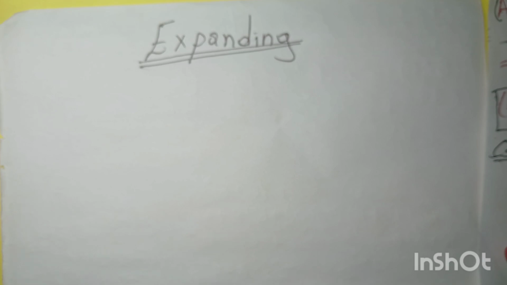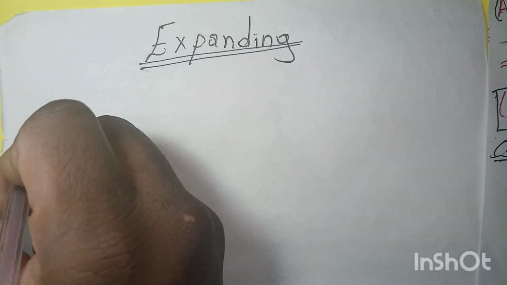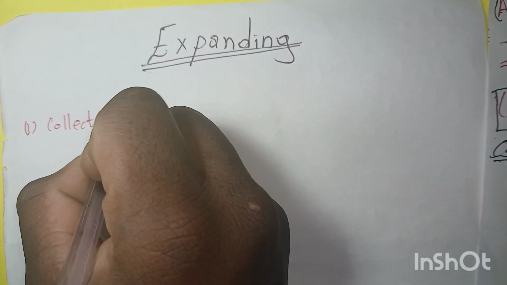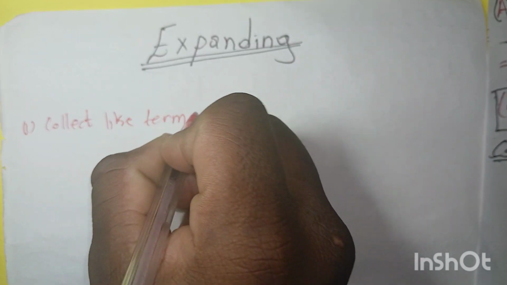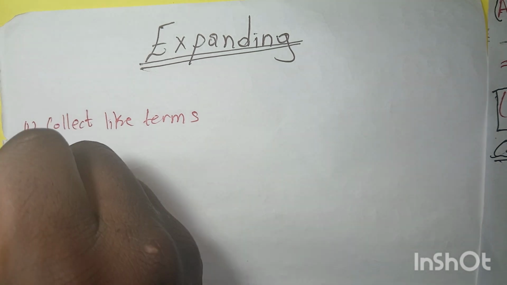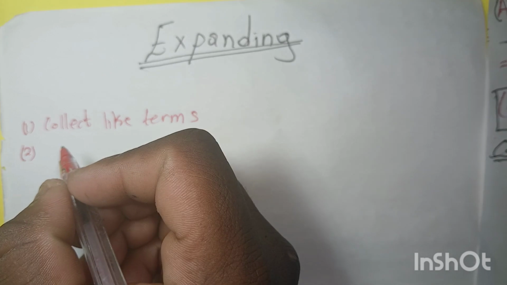So in this video, I just want to show you how to expand. And the most important thing about expanding, you should know three methods, three rules. Here are those three rules. The first rule that you should know is how to collect like terms. That is the first thing that you should know. And the second rule, you should be able to deal with signs.